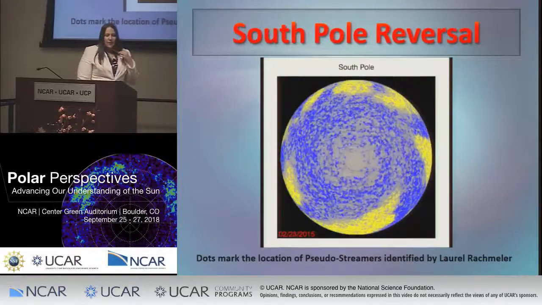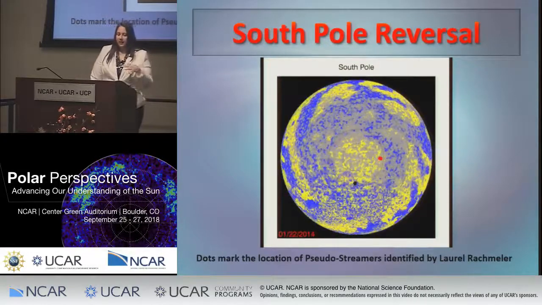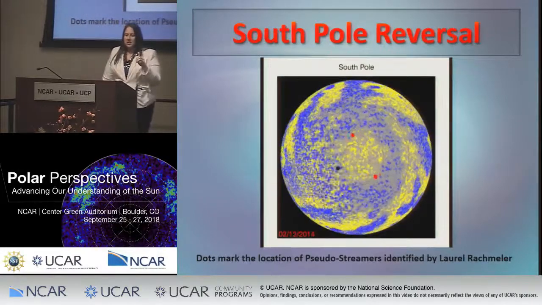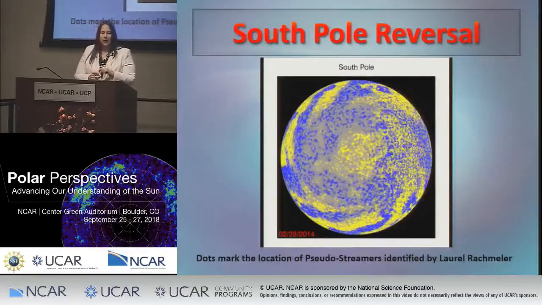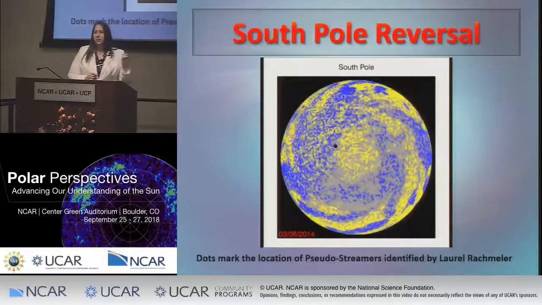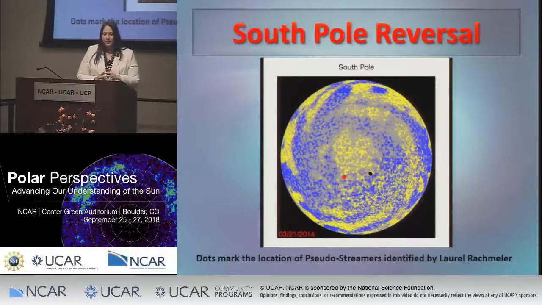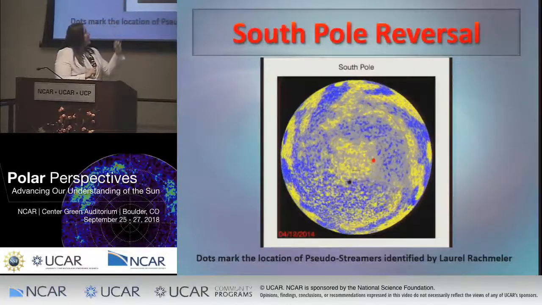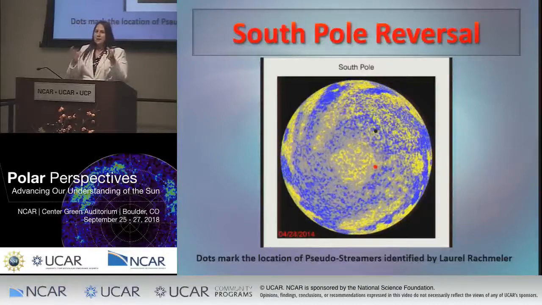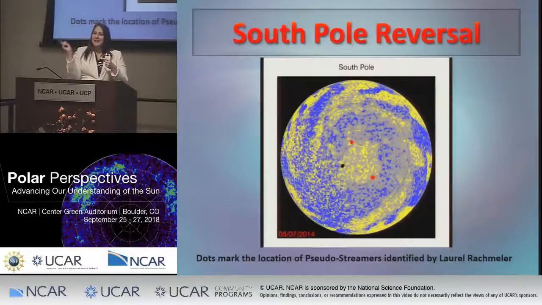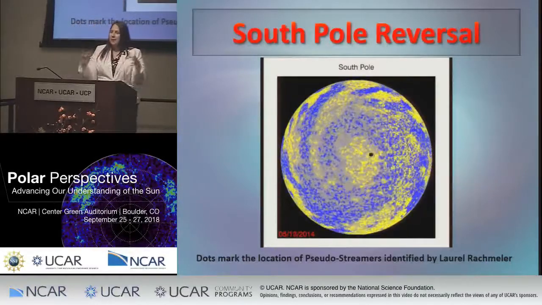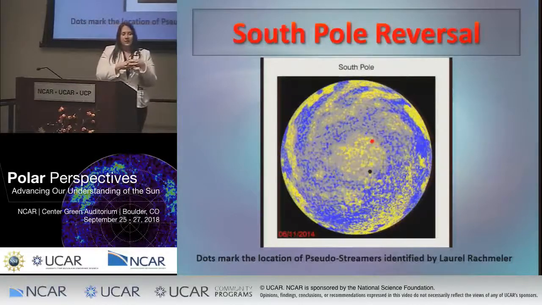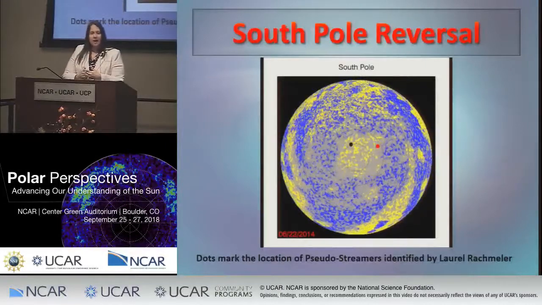So this is another model, or another simulation, of the South Pole reversal. But in addition to just seeing the reversal of the polar field, I've marked the locations of some pseudostreamers that were measured by Laura Rockmiller. She tracked the location of pseudostreamers, and these are the red and black dots. And you see that the locations of those pseudostreamers very nicely follow the evolution of that polarity inversion line as it's reversing the southern polar field. And so again, this gives us a little bit of confidence in what we're seeing.